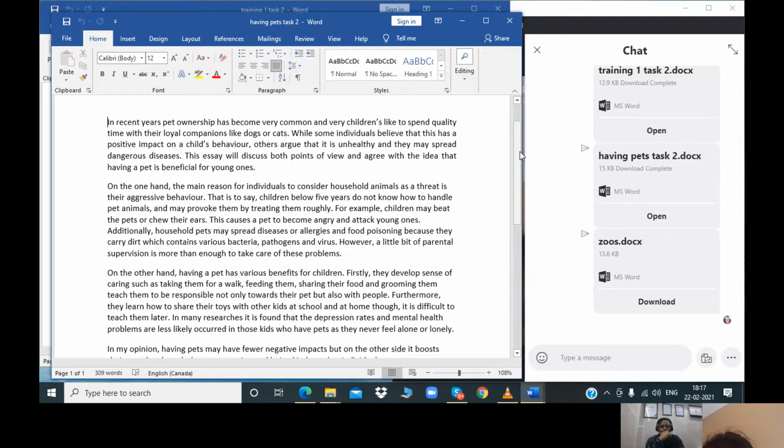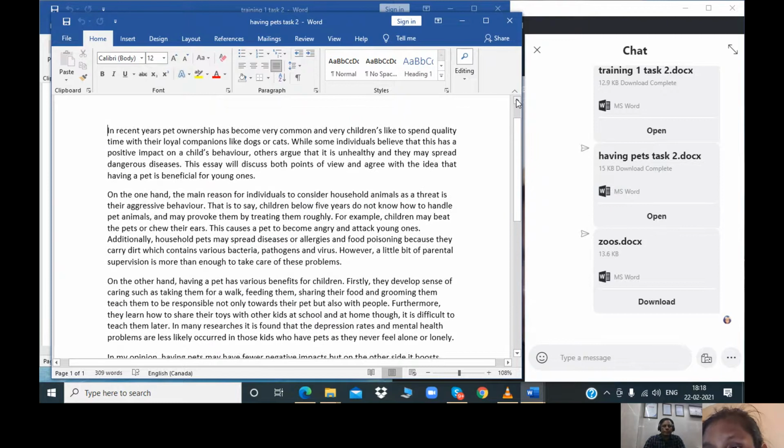Okay, the question is: zoos are sometimes seen as necessary but poor alternatives to a natural environment. Discuss some of the arguments for and against keeping animals in zoos, as an IELTS topic, and give your own opinion. Okay, so can you write this down? Otherwise, copy and paste it in the chat box.